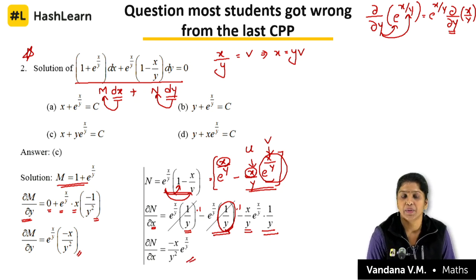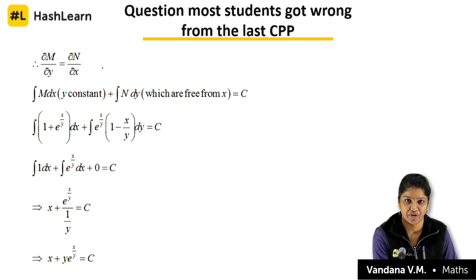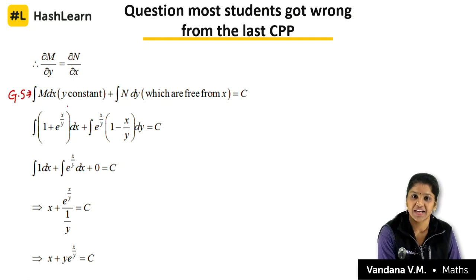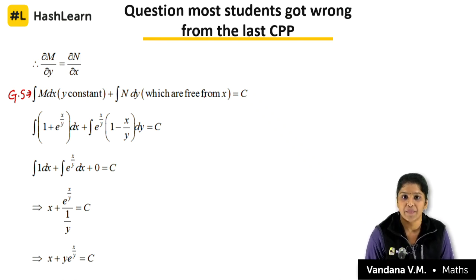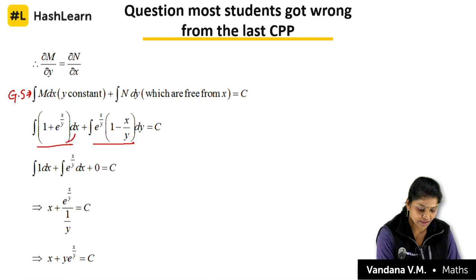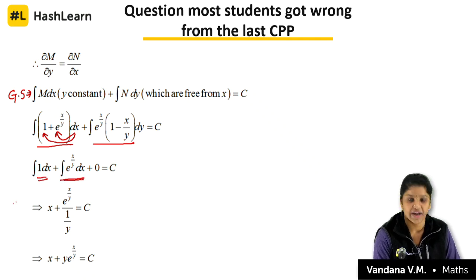Now what happened? ∂M/∂y is equal to ∂N/∂x. This is the meaning of an exact differential equation. So what is the general solution? The general solution is the integral of M dx treating y as constant, plus the integral of those terms of N dy which are free from x. I have to choose the terms like that. So let me write the terms first. The dx will go for the first term and second term: the integral of 1 dx, plus the integral of e^x dy.